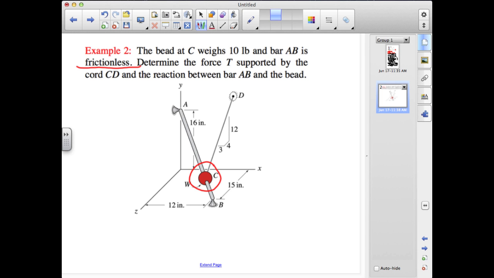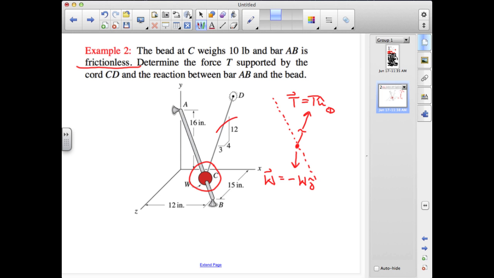I'm going to sketch a line of action for bar AB and just represent my bead as a particle like this. We're going to have a weight, which will be the scalar magnitude of the weight, in this case in the minus j direction, so I'll write minus W on j. And then we're going to have a tension in the cord, and so we're going to have that tension as the magnitude T we're trying to find on a unit vector that points from C to D.